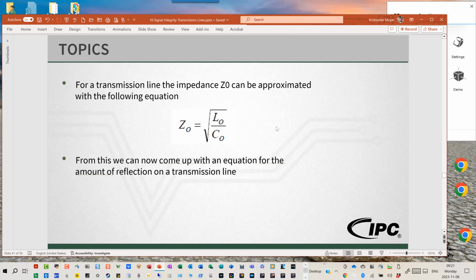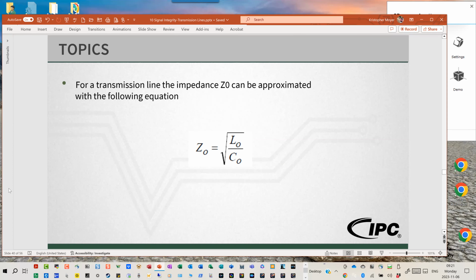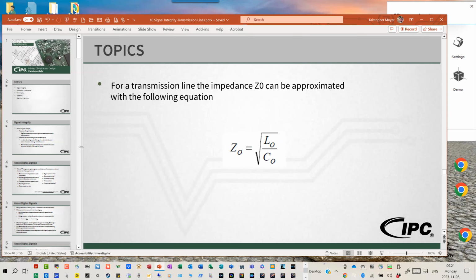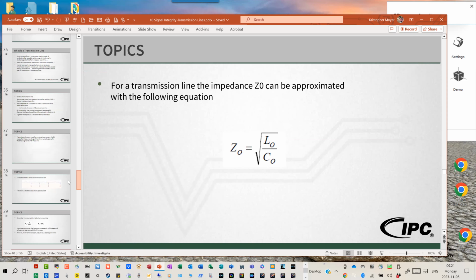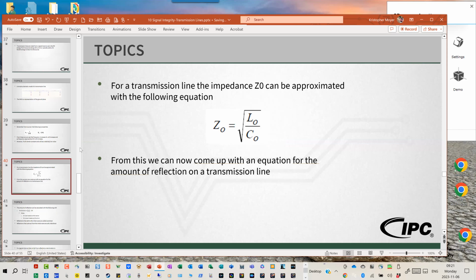And I just realized I have the same statement in there twice. Let me go back here and kill that one as well, because I don't need the same slide in there twice. This is what, slide 40. There we go.